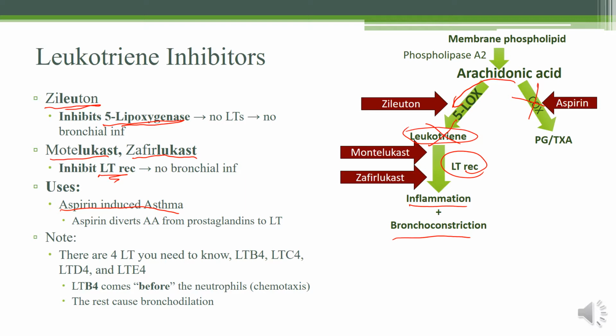As for the leukotrienes, you only need to know 4 of them, and they're usually numbered LTB4, LTC4, LTD4, and LTE4. So after you've memorized these, the only one that you need to know specifically is going to be LTB4. And LTB4 is important for neutrophil chemotaxis. So I just remember that LTB4 comes before the neutrophils. So it's important for neutrophil chemotaxis. The other 3 are just used for bronchoconstriction.